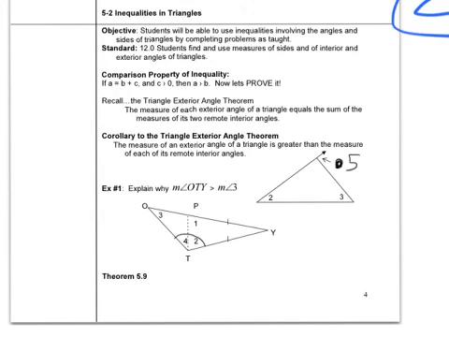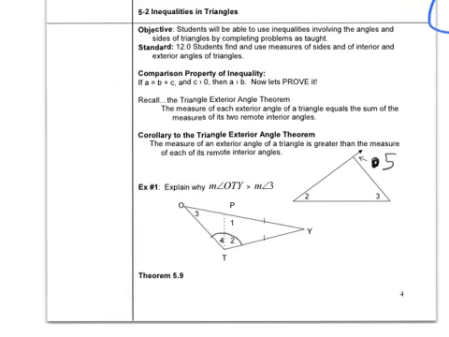Okay, 5.2: students will be able to use inequalities involving the angles and sides of triangles by completing problems as taught. So here's the basic idea. If a equals b plus c, and c is a positive number, some number greater than 0, then a has to be greater than b.